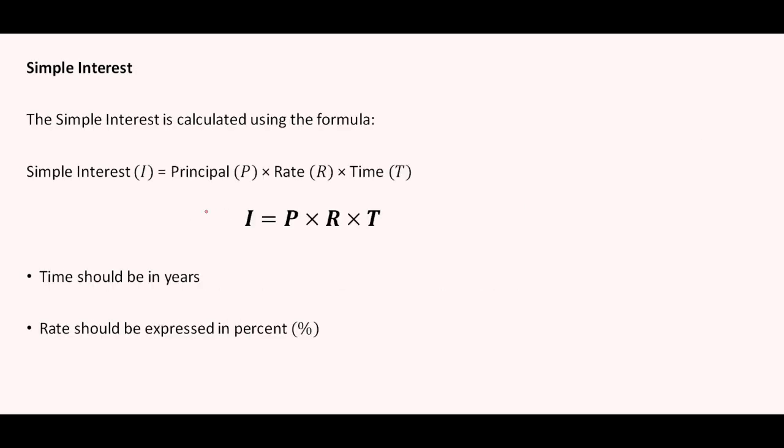Now, simple interest, we calculate it using this formula. Simple interest I is the product of the principal, the rate, and the time. Important things to note here is your time will be in years. If you have it in months, you have to convert to years, and your rate must be expressed as a percent.